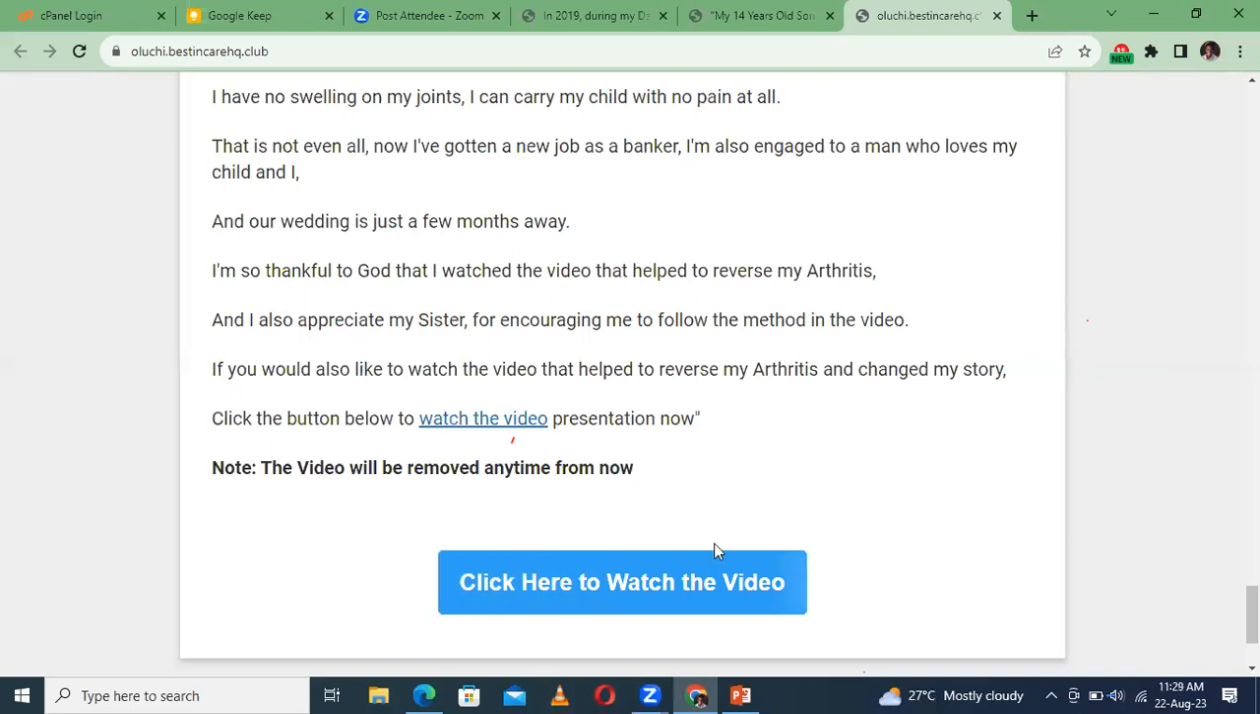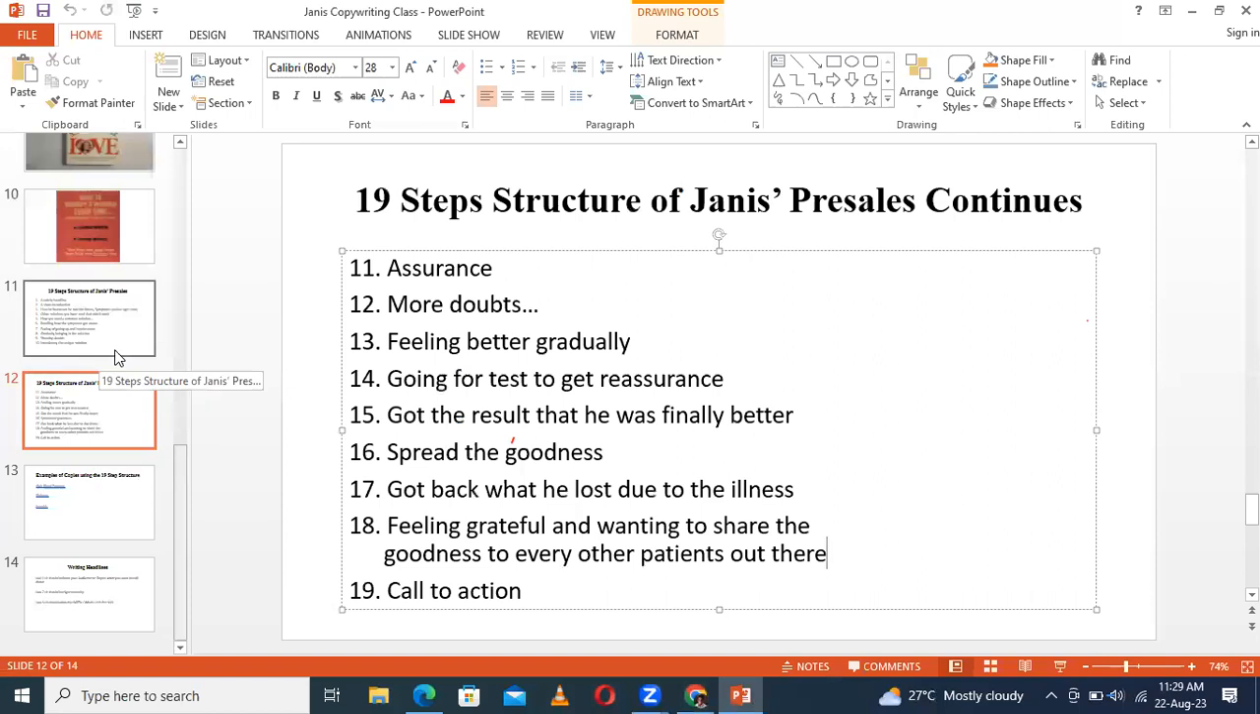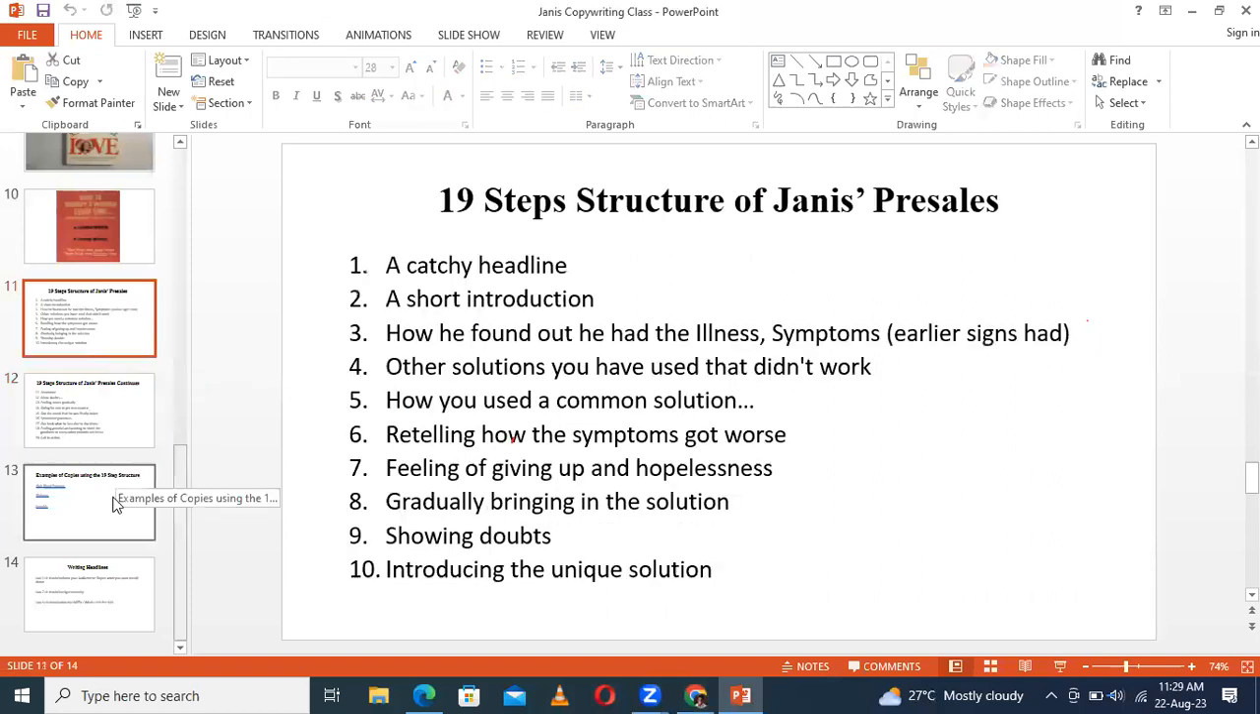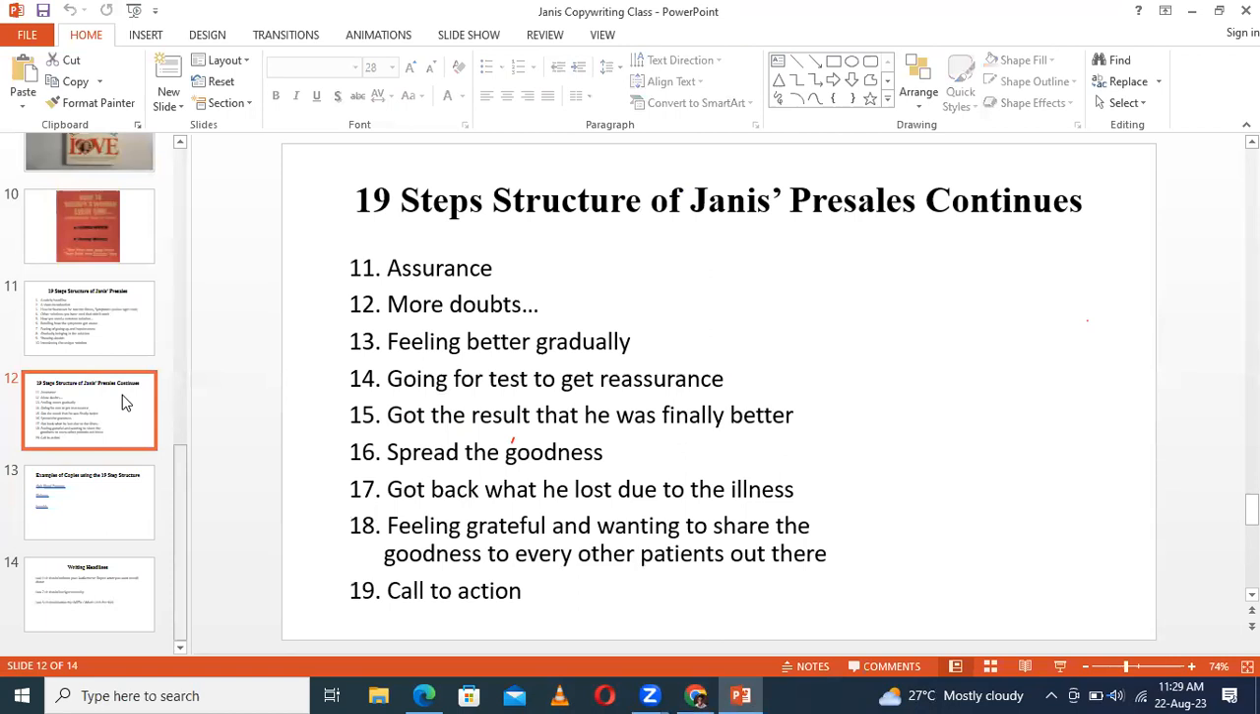So this is how you use the 19-step structure to write a pre-sale copy. And the good thing about this structure is you can also use it if you have your personal product that you sell, and it can suit it. So it is very good. Before we proceed, I'm going to teach you a thing or two about writing headlines, how you can come up with good headlines. But before then, any question on the 19-step pre-sale structure so far?